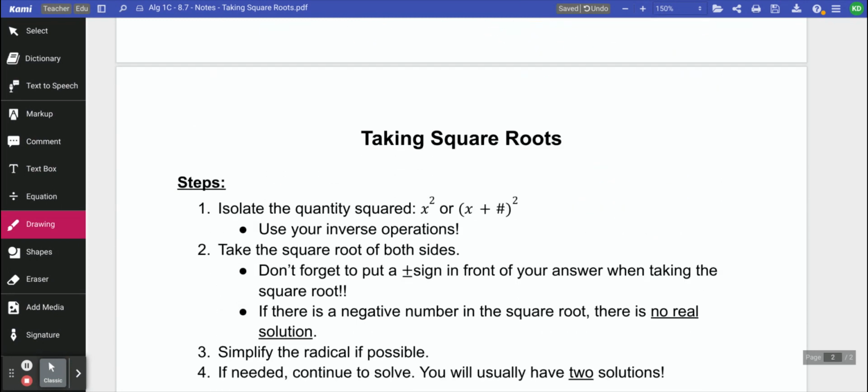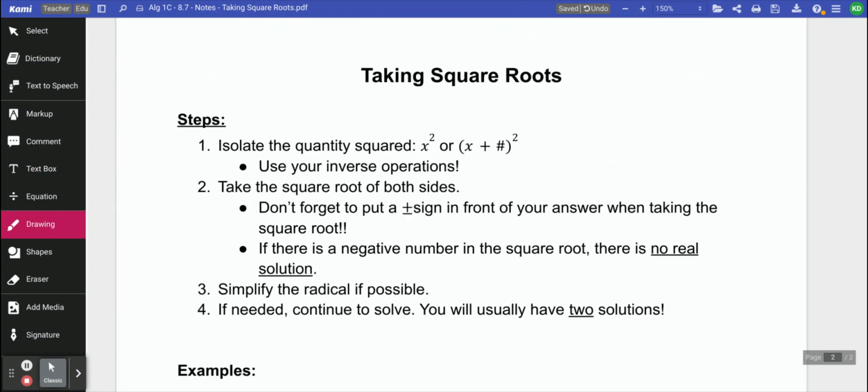Okay, moving on. Taking square roots. So this is our concept here. Here are our steps. We're going to isolate the quantity that's being squared. So that could be just x squared, or it could be x plus or minus a number squared, with parentheses. We're going to isolate it using our inverse operations, just like solving a regular equation. Once we have that part isolated, we're going to take the square root of both sides. Don't forget to put the plus or minus sign in front of your answer when taking the square root.